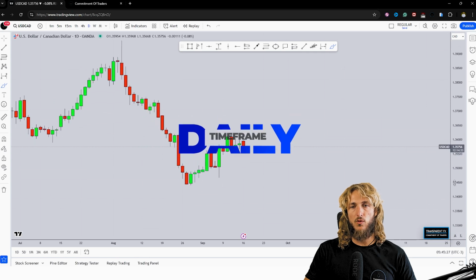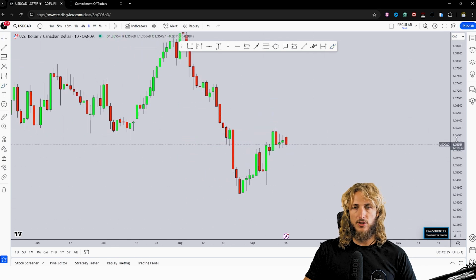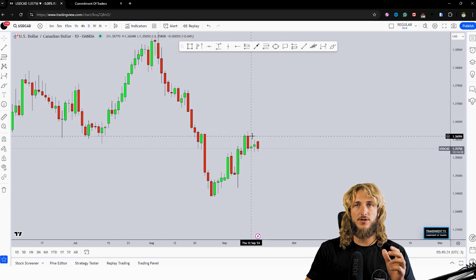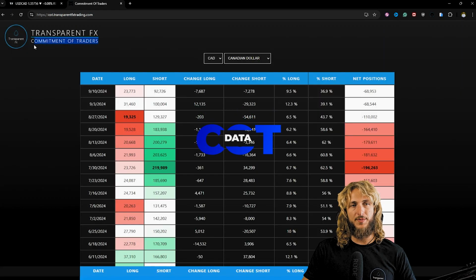Dropping down on the daily time frame, what do we have? Now, before we dig deeper into what we have here from a technical perspective, first, let's go and see what we have when it comes to the commitment of traders.